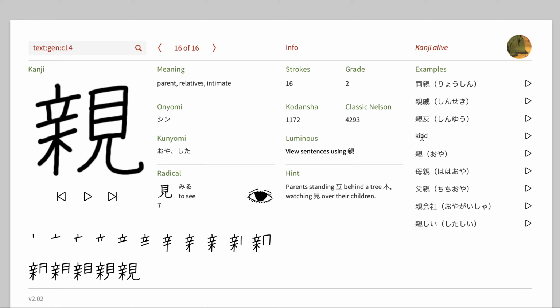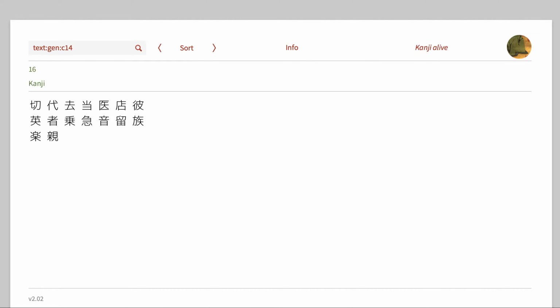Shinsetsu is kind. Oya is parents. We have haha oya and chichi oya, your mother and your father. Oya gaisha is a parent company as opposed to a subsidiary. And shitashi means close or familiar.